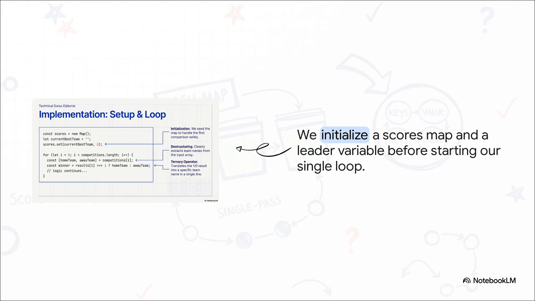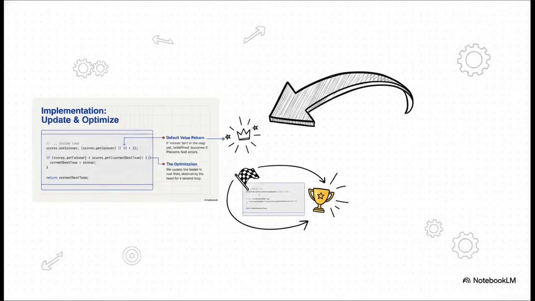Then we kick off our single loop to go through each competition. And notice this nice, clean destructuring here. It's a great way to pull out the home and away teams in each pass. Now for the magic, the real heart of the algorithm, right inside the loop.